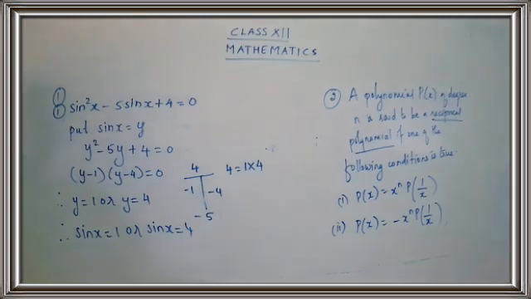Just stay on the steps, children. So sin square x minus 5 sin x plus 4 is equal to 0. What have we done? We have just replaced sin x as y. When I replace sin x as y, I get an equation y square minus 5y plus 4. When I solve this, I get y is equal to 1 or y is equal to 4. Now I am resubstituting, changing y back to sin x. I get sin x as 1 or sin x as 4.